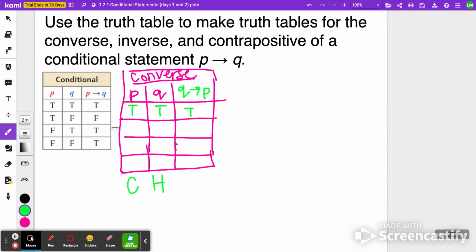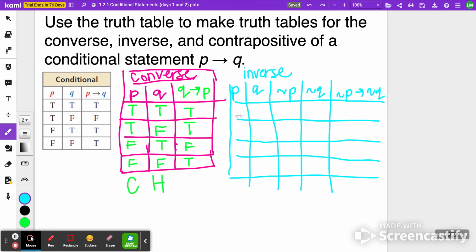Okay. For the converse statement, if P is true, but Q is false, then Q to P will still be true. If P is false, but Q is true, then that will make a false statement. But if P, the conclusion, and Q, the hypothesis, are both false, then Q to P will be true. Okay? The next one we're going to talk about is the inverse truth table.